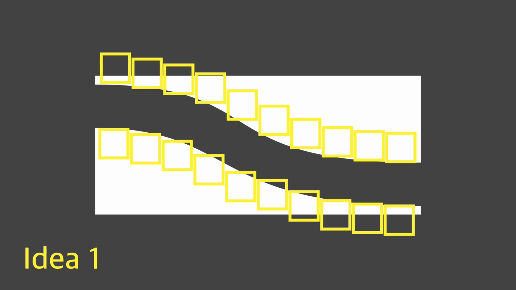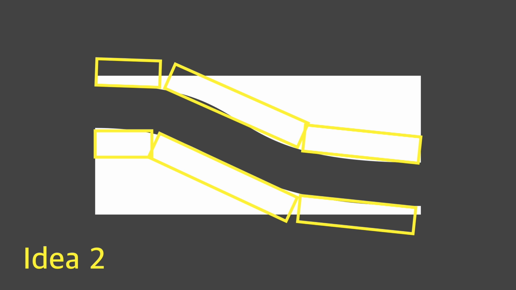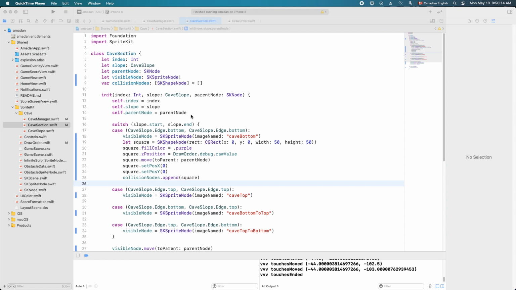curved path? My first idea was to just add a whole bunch of boxes that roughly fit the curve. I decided against this idea because manually placing a whole bunch of boxes in code would take way too long, and I didn't think the result would work very well. I decided on idea 2, using a few rotated and scaled rectangles to better fit the curve. We've got our plan, let's get started.